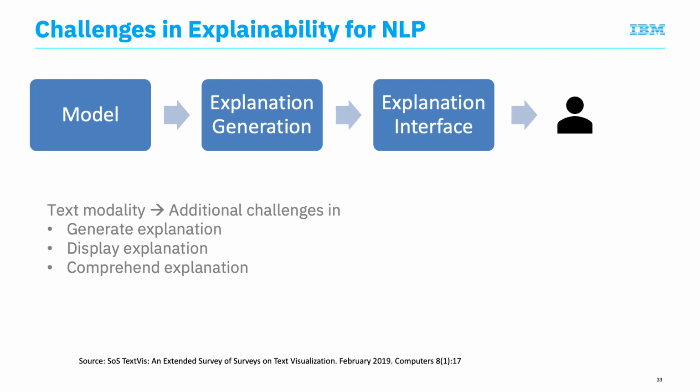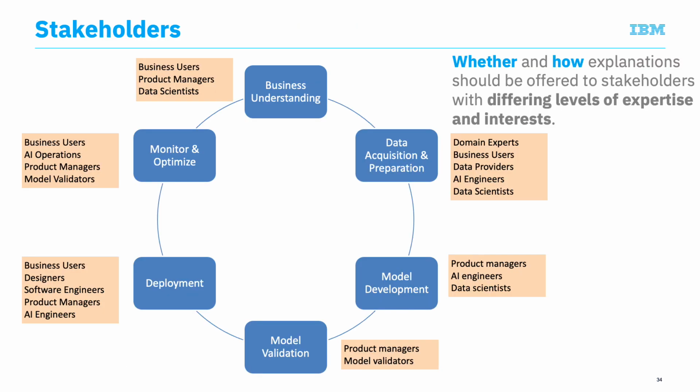In summary, the text modality associated with NLP tasks does lead to additional challenges in providing explainability. First of all, generating and displaying explanations often requires the mapping of information in the text modality to information in the visual modality. Some of the challenges are outlined in the survey paper on text visualization, if anyone is interested in learning more details. Then, as explained earlier, comprehending the explanation generated for an NLP model can also result in higher cognitive load.